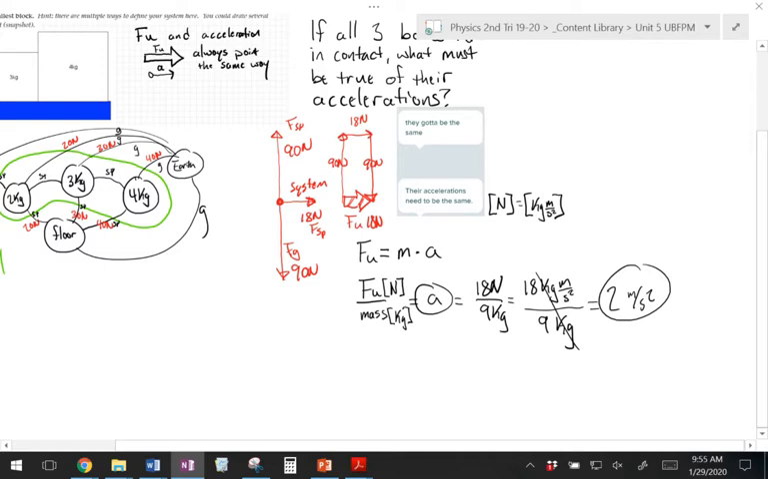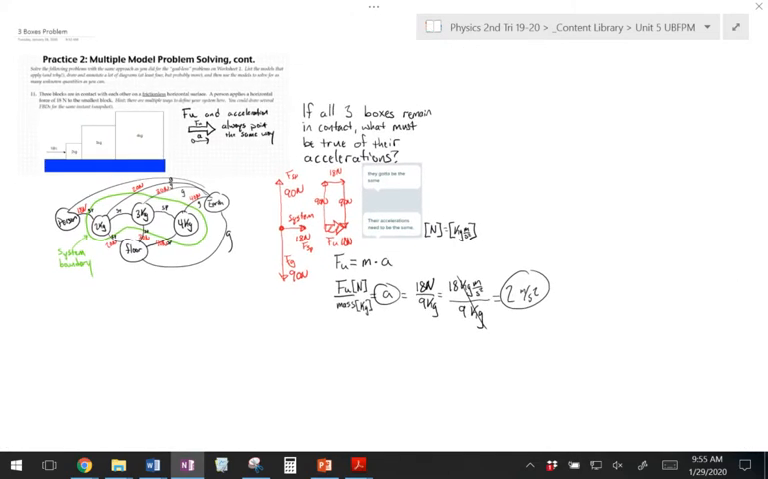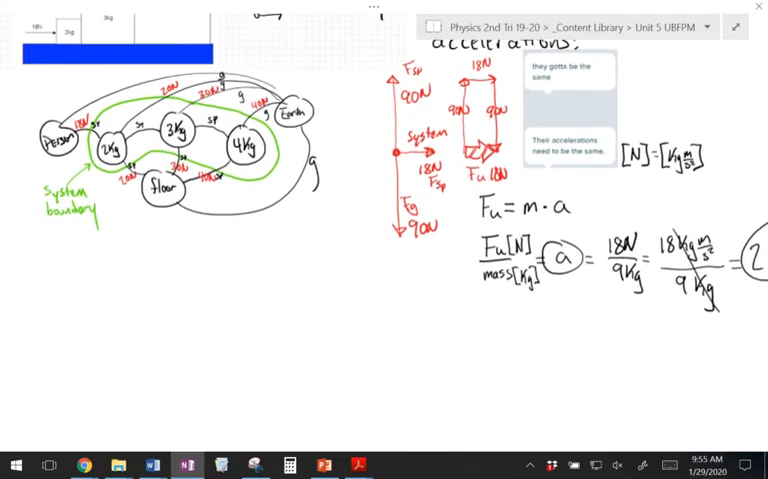Come on. This is telling us about the motion of the system. It's 2 meters per second squared. That means that the acceleration of the 2 kilogram block is going to be how much? Peaches says 2 meters per second squared. Do you agree with her? What is the acceleration of the 3 kilogram block going to be? 2 meters per second squared. Okay, so this is the benefit of the system analysis. We figure out the acceleration of the system. Now we know the acceleration of each individual object.